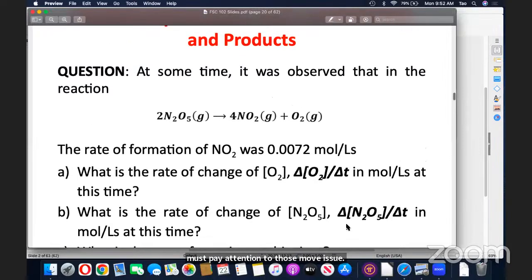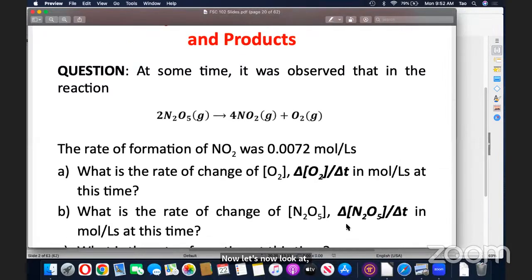Now let's look at a more detailed example. At some time, it was observed that in the reaction we've been using, the rate of formation of NO2 was 0.0072 mole per liter per second. What is the rate of change of O2, that is delta O2 divided by delta T in mole per liter per second, at that time?